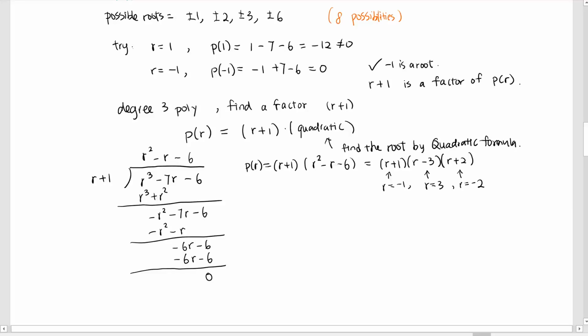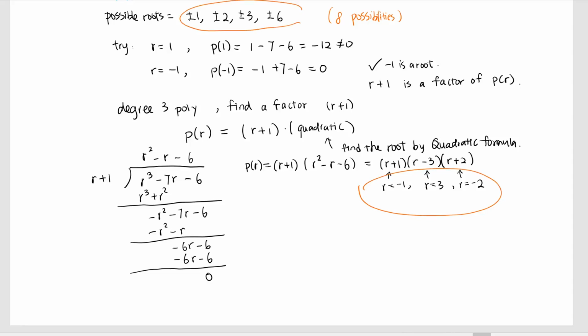Actually, you can see those 3 roots are within those 8 possibilities, right? Based on the roots, you can see all the multiplicity is 1. Okay, we have 3 distinct real roots, 3 different real roots.